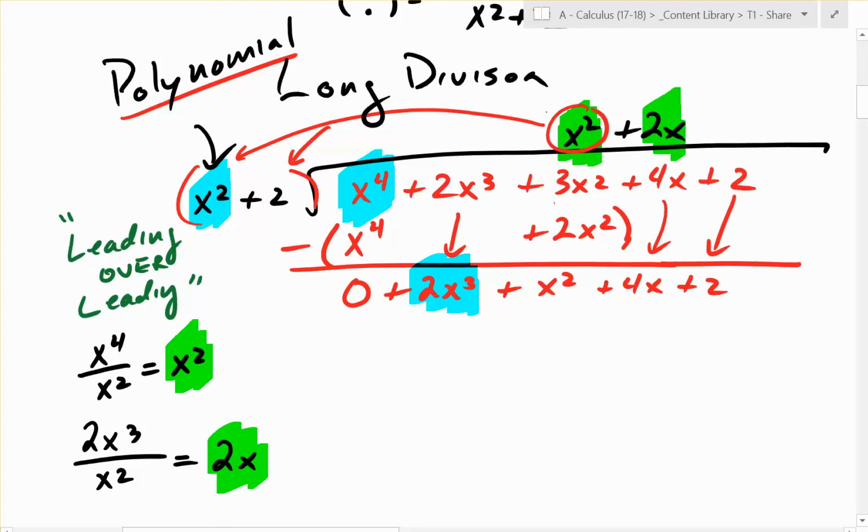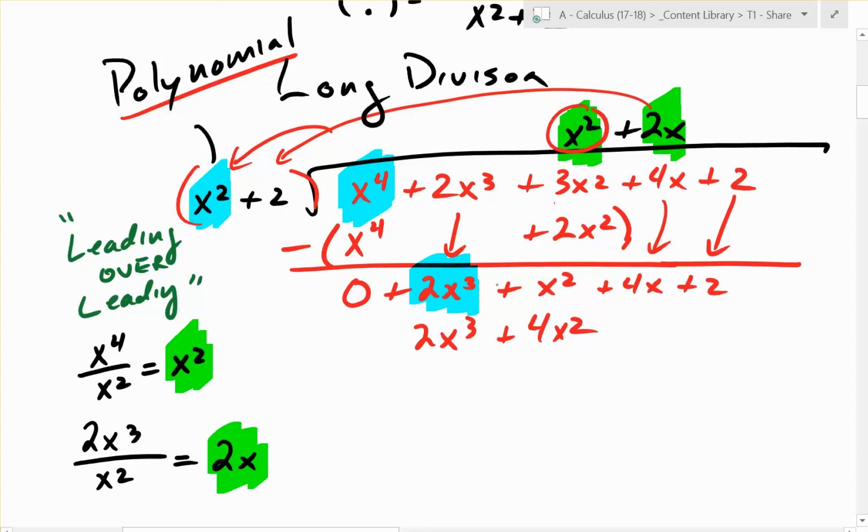And now you do the same thing. You multiply. It's a repetitive process here. Take this and you multiply times both, and you end up with 2x cubed plus 4x squared. And you do the subtraction again.